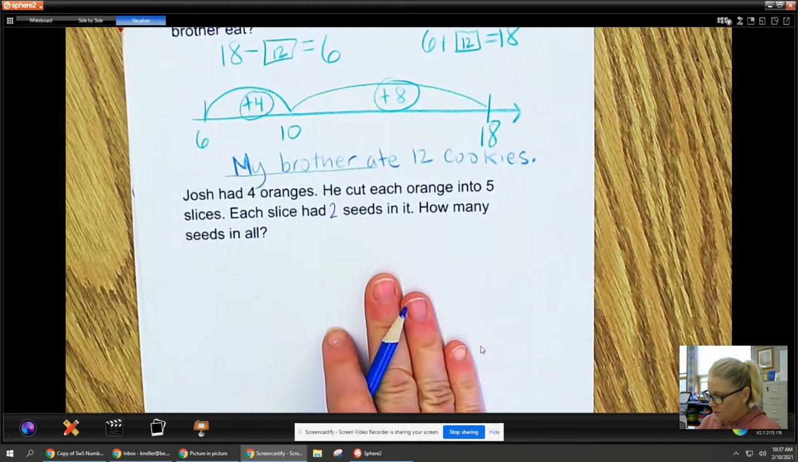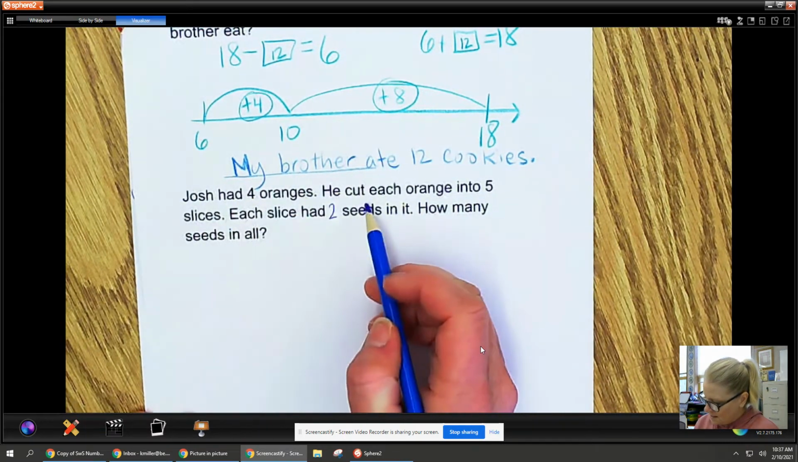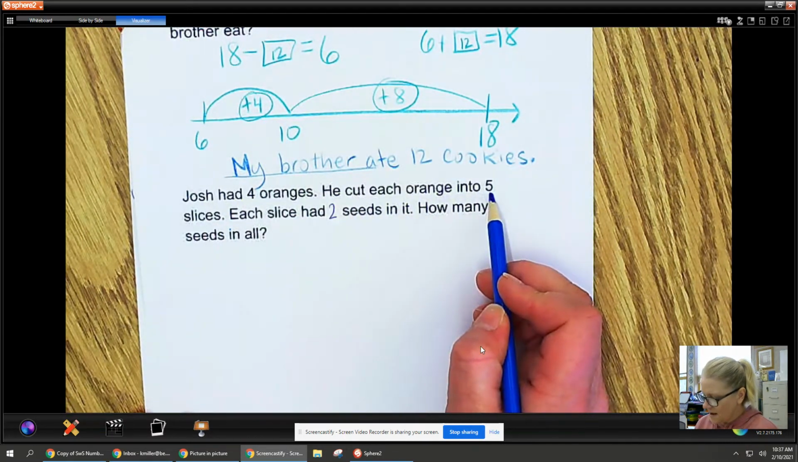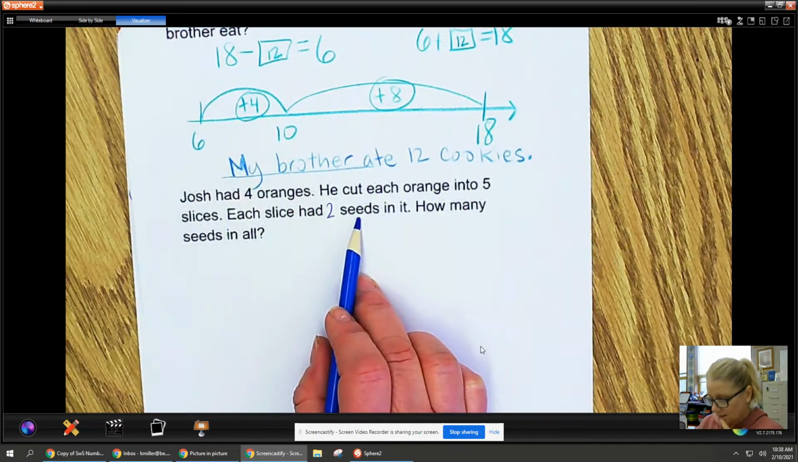Okay, so Josh had 4 oranges. He cut each orange into 5 slices. Each slice had 2 seeds in it. How many seeds in all?